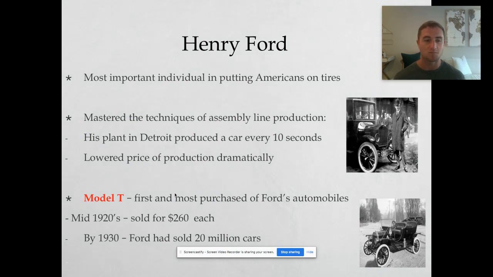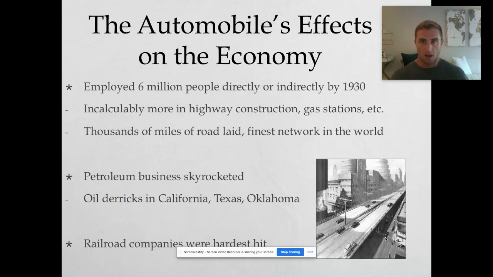He could sell his Model Ts in the mid-20s for $260 each, and obviously we've seen lots of inflation since then, but $260 was well within the middle-class consumer's price range, and because of this, he sold 20 million cars by 1930. Model Ts everywhere on the streets, and they could be in any color that you want as long as it's black.